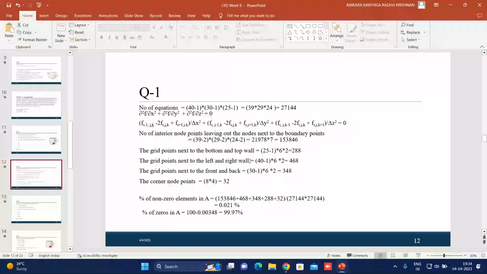25 minus 1, plus 40 minus 1 is 39, plus 29, 92, into 2, plus 4, plus 4, plus 24, 72.